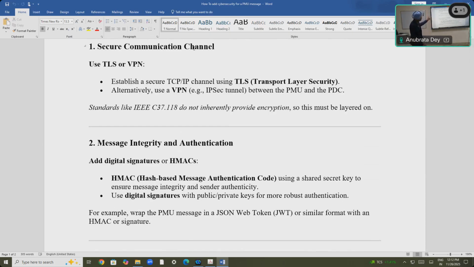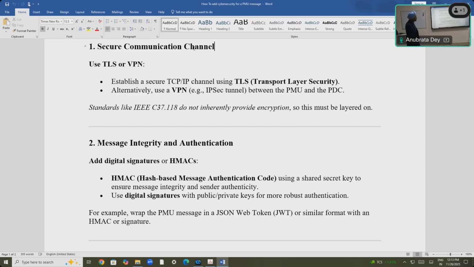And by the way, I'll try to demonstrate TLS. I have written the program. I'll show you later on how transport layer security works. Or you can set up a VPN. We will talk about VPN also, and if possible, we will try to demonstrate how you can set up a VPN. So you can establish a secure TCP/IP channel using transport layer security, which we have talked about.